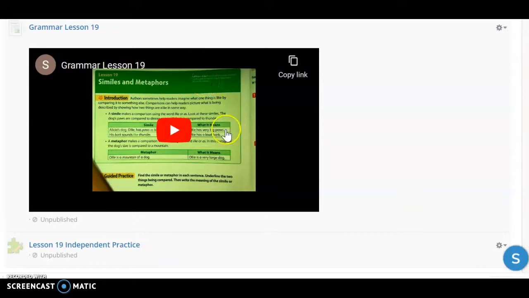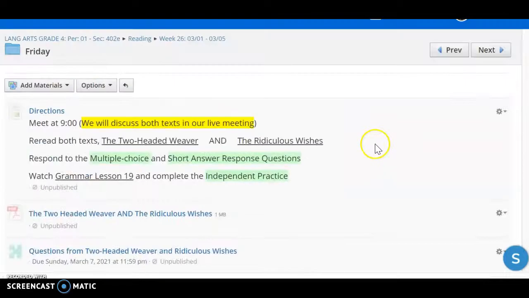You've probably heard that word before. And some independent practice. That is your week in reading.